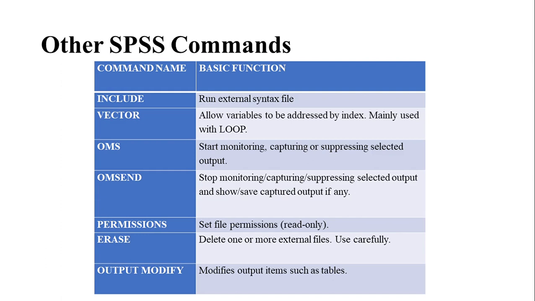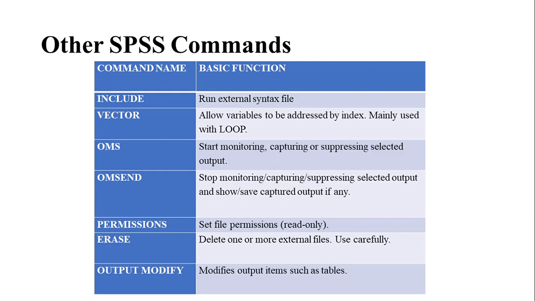Then we have the vector. The vector allows variables to be addressed by index, mainly used with loop. Then we have the OMS. This one is used to start monitoring, capturing, or suppressing selected output.